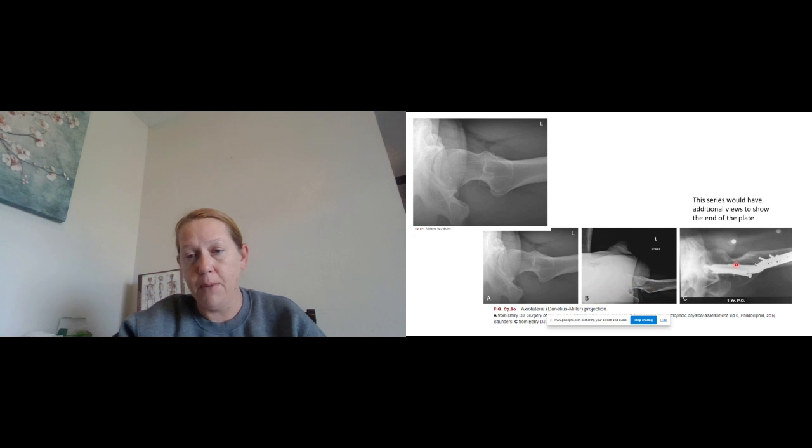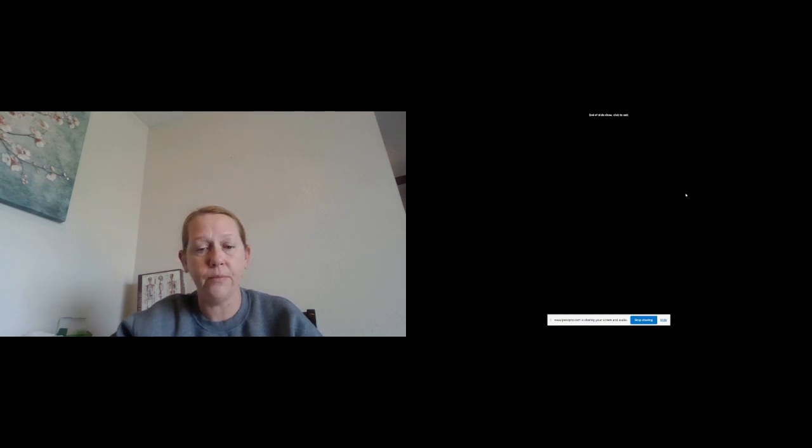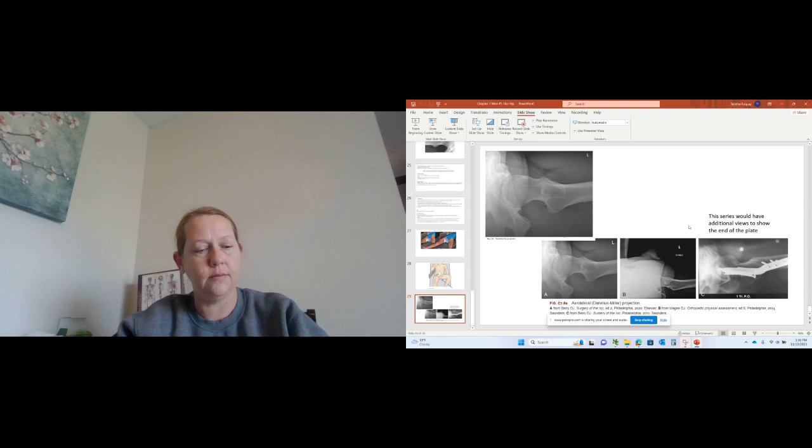This is the post surgical one, where they've come in and here was the fracture and they've come in and screwed it all together. That's actually 1 year post op. This x-ray itself would actually need additional views to show the end of the plate. Oh, and that's it. Yay.